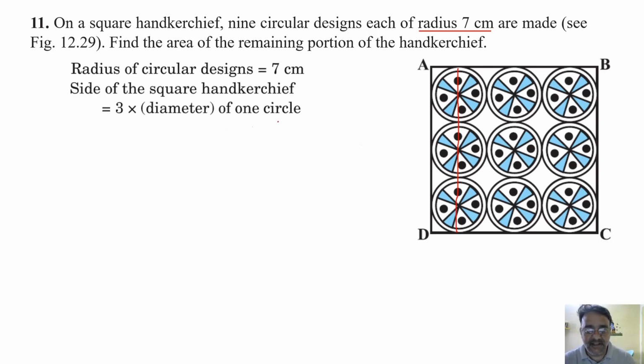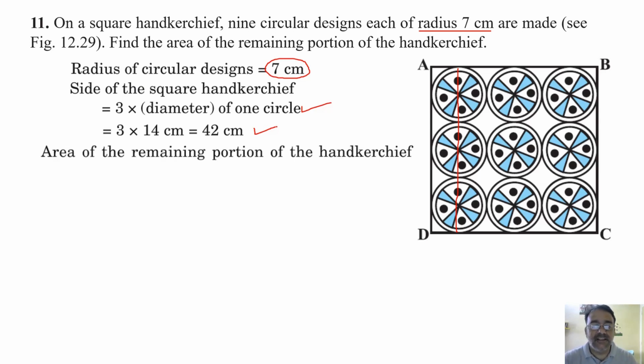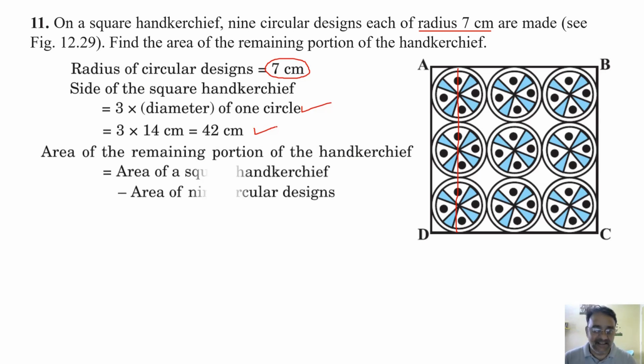Okay, so is this clear? Yes, sir. The diameter is 14, because radius 7 is given so diameter becomes 14, so 3 into 14 will be 42. So we got the side of the square. So it's a very easy question. From the square we have to remove 9 circles, subtract. Okay, so area of the remaining portion of the handkerchief will be equal to area of square minus area of 9 circles.